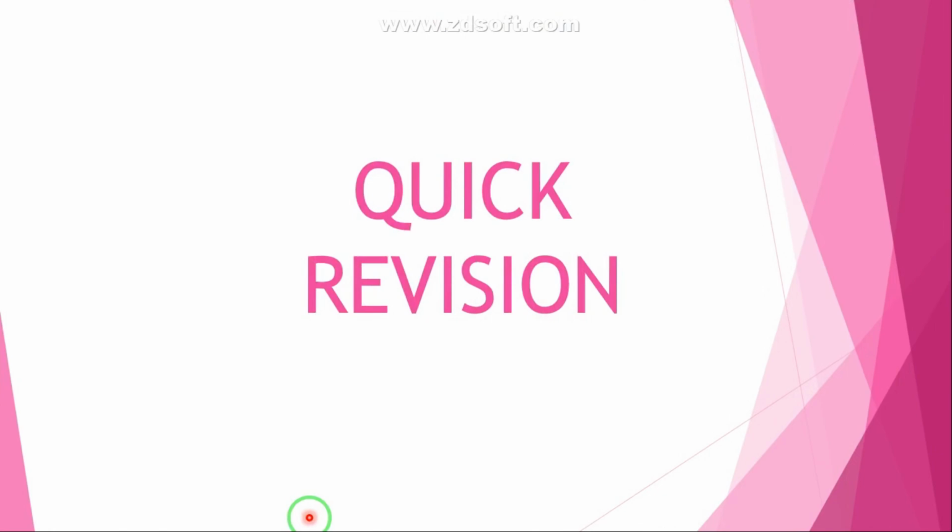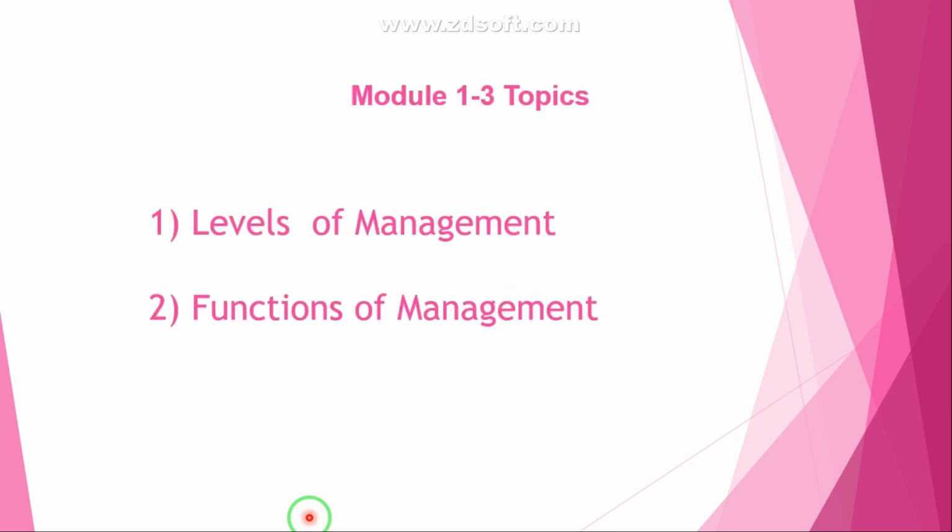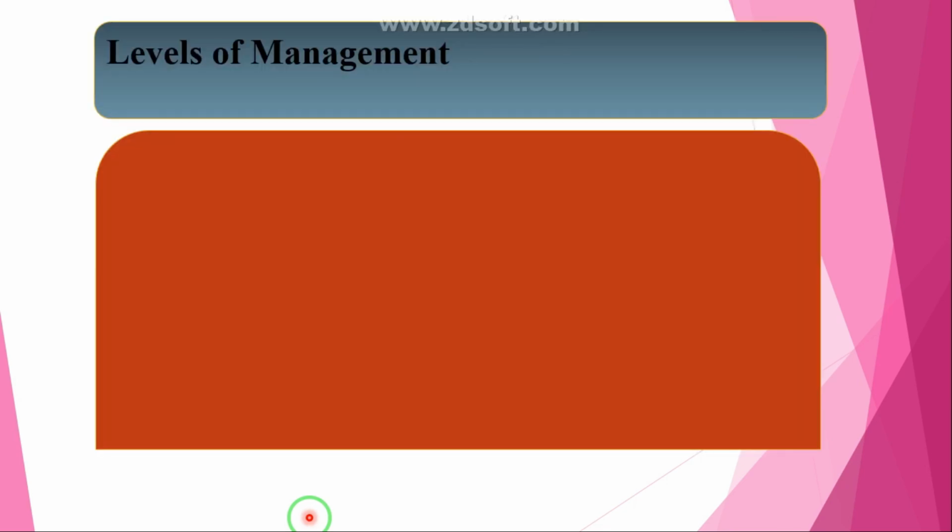But before starting this, let's have a quick revision. In the last lecture, we studied what is management, and we saw that management is a science and an art. We saw the importance of management, what is administration, organization, and the relationship among them. Then we saw the characteristics of management. Today we are going to see the levels of management and the functions of management. So let's start with levels of management.